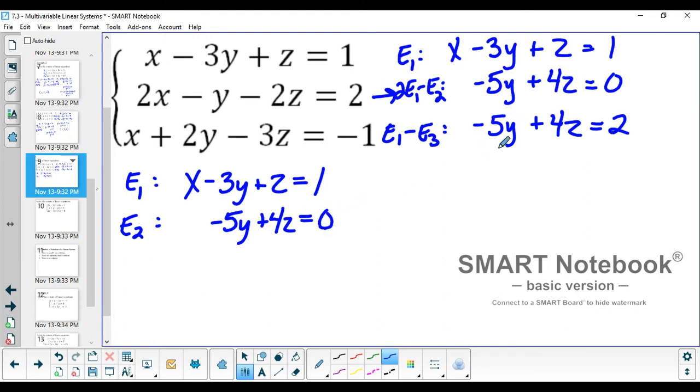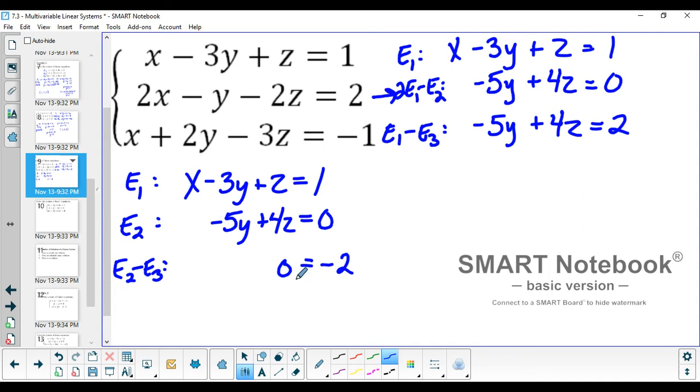All right, and now I want this to be a 0. All right, well, these have the same number, so really all I have to do is subtract them, right? I can just say E2 minus E3. So, of course, 0 minus 0 is 0. Negative 5 minus negative 5 is also 0. 4 minus 4 is also 0. So everything on this side cancels out, right? And then 0 minus 2 is negative 2.